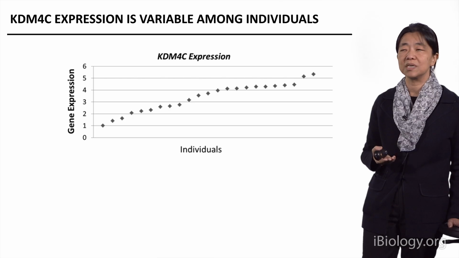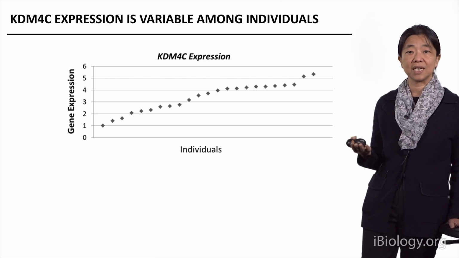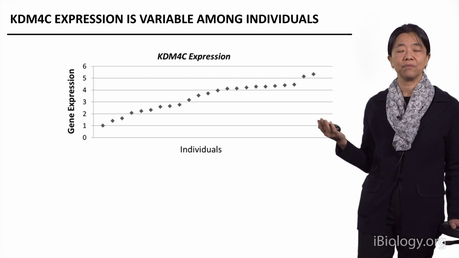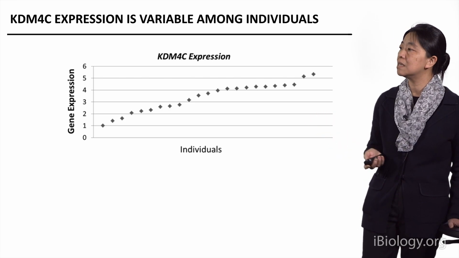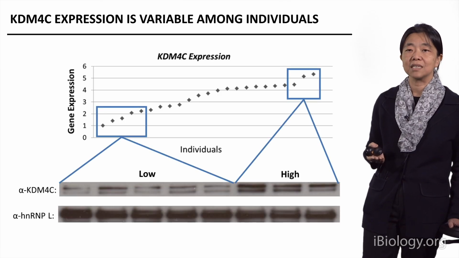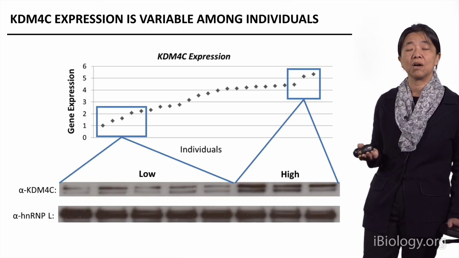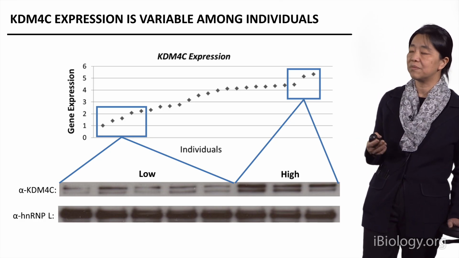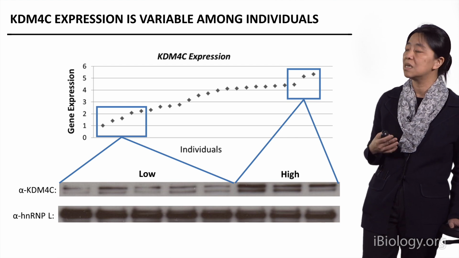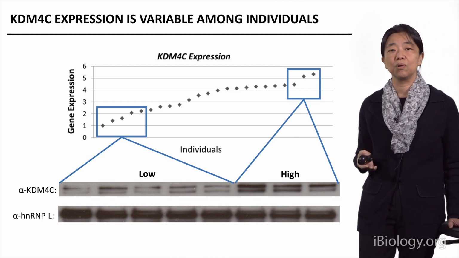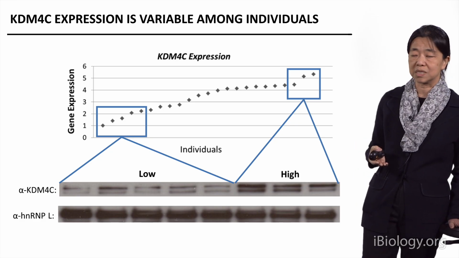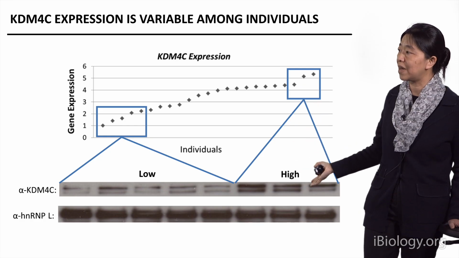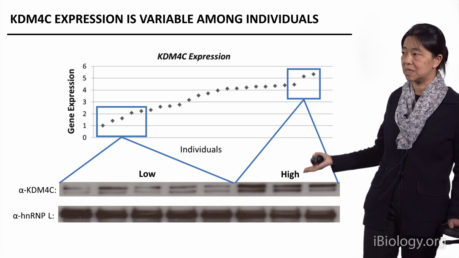So what we found was, when we looked at the expression level of KDM4C, there's a tremendous amount of variability. And when we looked not only at the gene expression, but also at the protein expression of KDM4C, we see that individuals who have low KDM4C gene expression also have low protein expression level of KDM4C, and individuals who have high KDM4C gene expression also have high protein level of KDM4C.